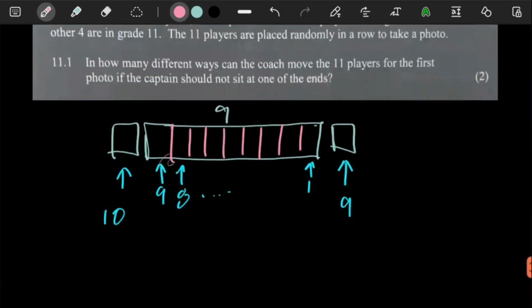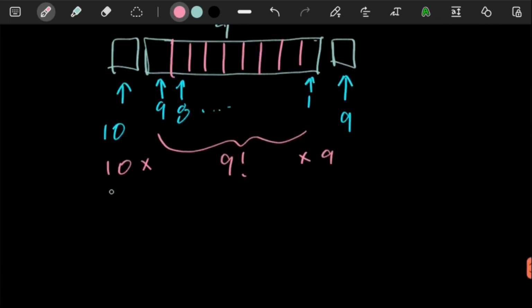So for the seats in the middle, these people can sit in 9 factorial ways. Then at the end, there's 1 out of 9 options for the end, and 1 out of 10 options for the beginning. So this is going to be your number of arrangements based on what they've told us. So 9 factorial times 9 times 10. That's like 32 million. 32,659,200.